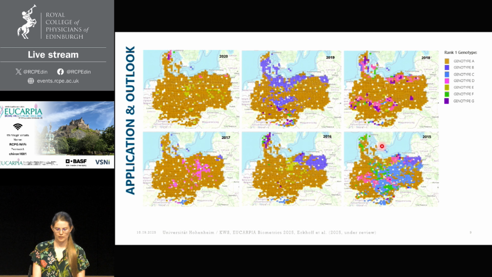Now, this has obviously very broad use cases in breeding, for instance, for candidate selection, but also if you look into portfolio management and product placement, or later on at the farm level variety recommendation.